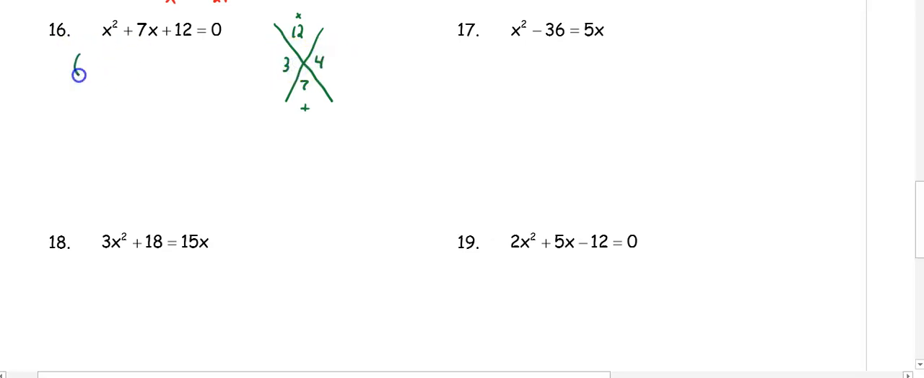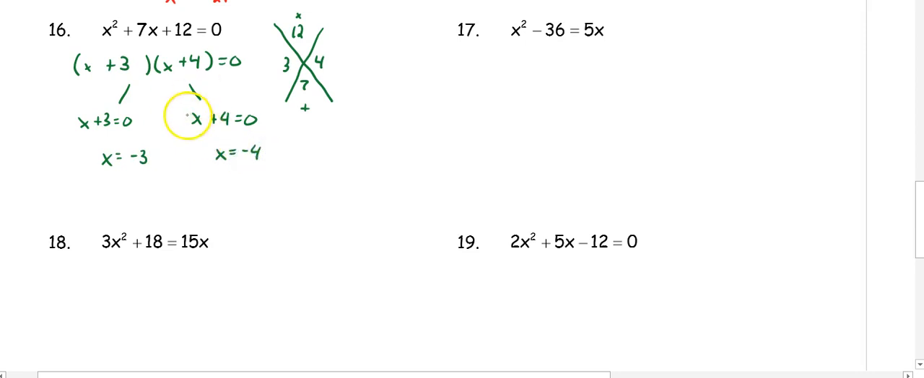So we're going to have two sets of parentheses with an x in each, and then we'd have plus 3 and plus 4. Then to solve for x, what's going to happen is each of these is going to be set equal to 0. So we would have x is equal to negative 3 and x is equal to negative 4. Now, you don't have to show this step. You can just show that x is negative 3 or negative 4. This is just a reminder of why that happens.